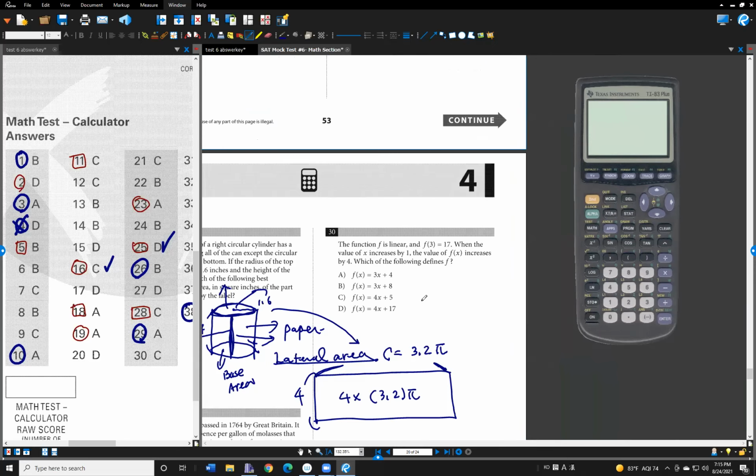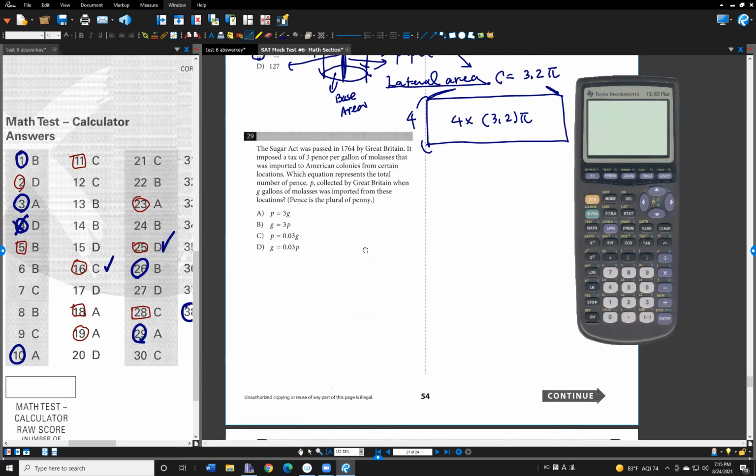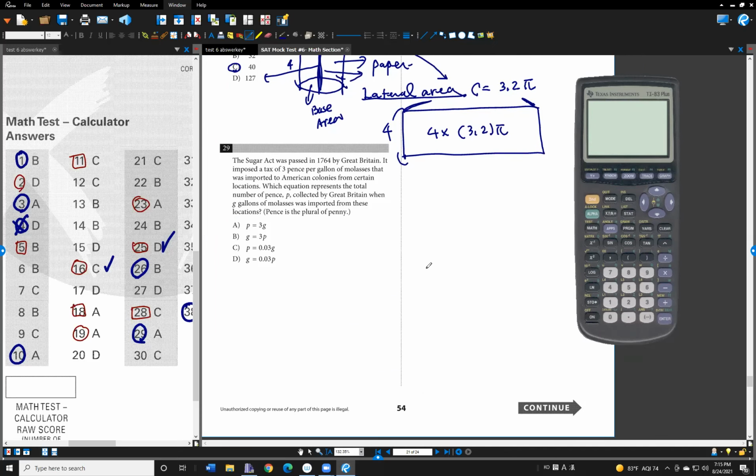All right, number 29, right here. The Sugar Act was passed in 1764 by Great Britain. It imposed a tax of 3 pence per gallon. If you got 1 gallon, they're going to charge the tax of 3 pence. Which equation represents the total number of pence P collected? We need P pence, the total number, right? By Great Britain, with G gallons, we have the G gallons over here.